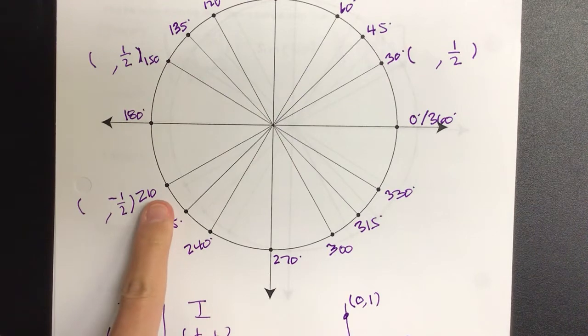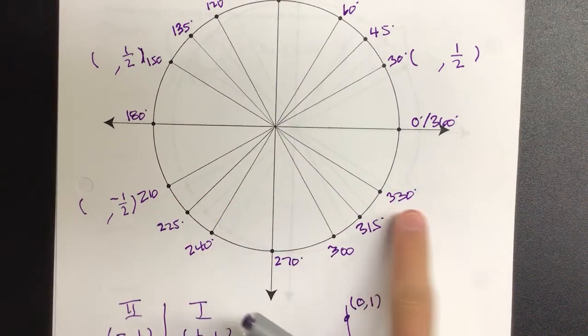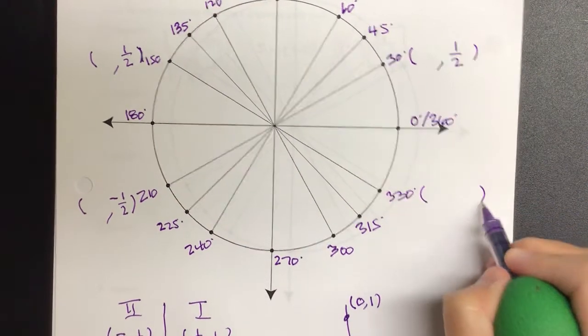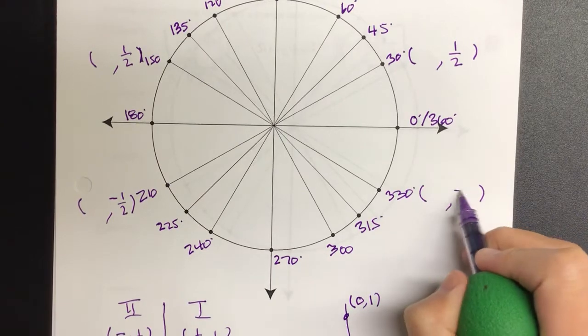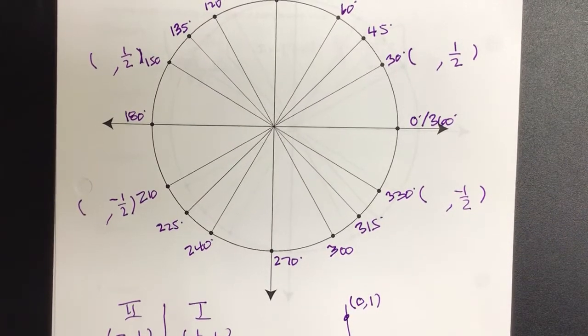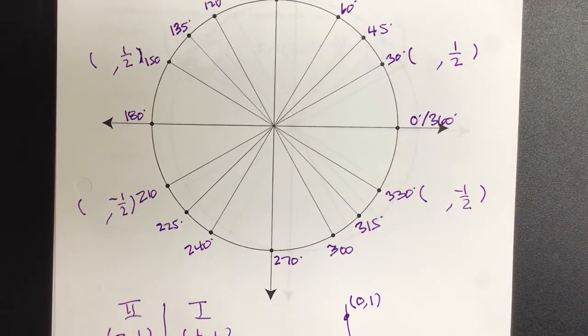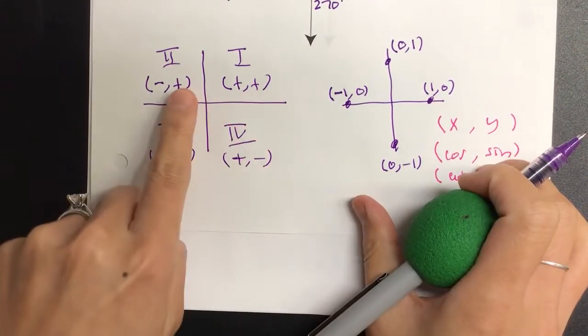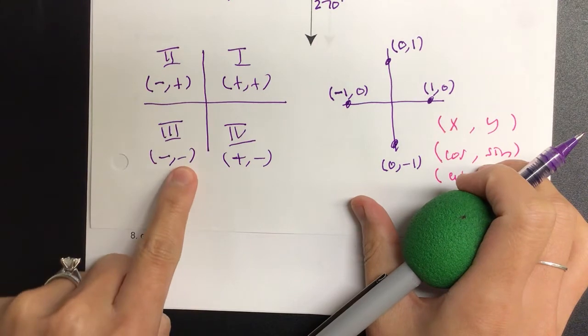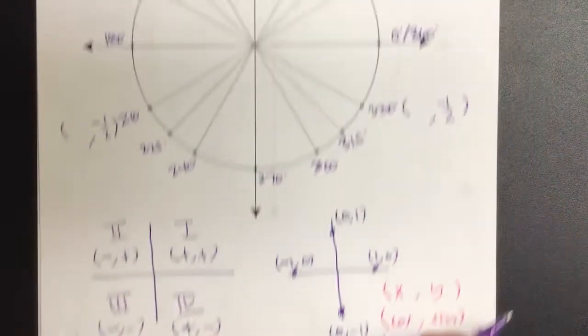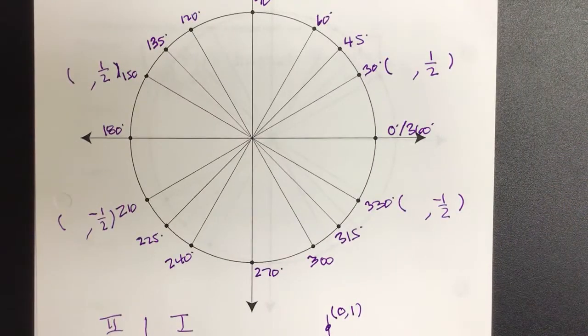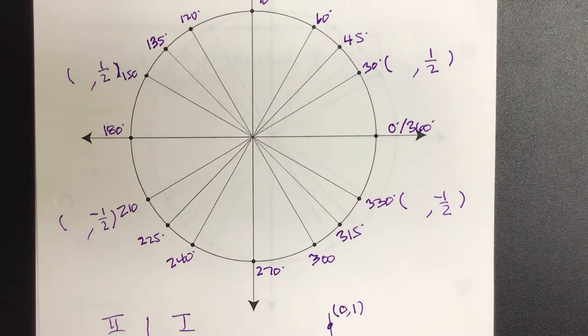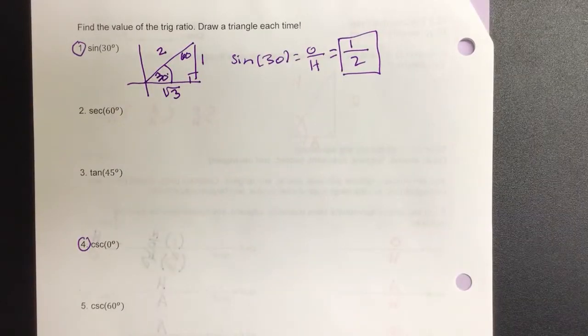Is there another spot I can go on to that lines up? 330. At 330, what is my y value? Negative 1/2. And if you're like, well, how do I know it's negative? Look at your quadrants. Y is positive here, y is positive here, y is negative, and that's what I pretty much mimicked. So when you know one number, do you know 3 other numbers basically? Yes, we basically do.